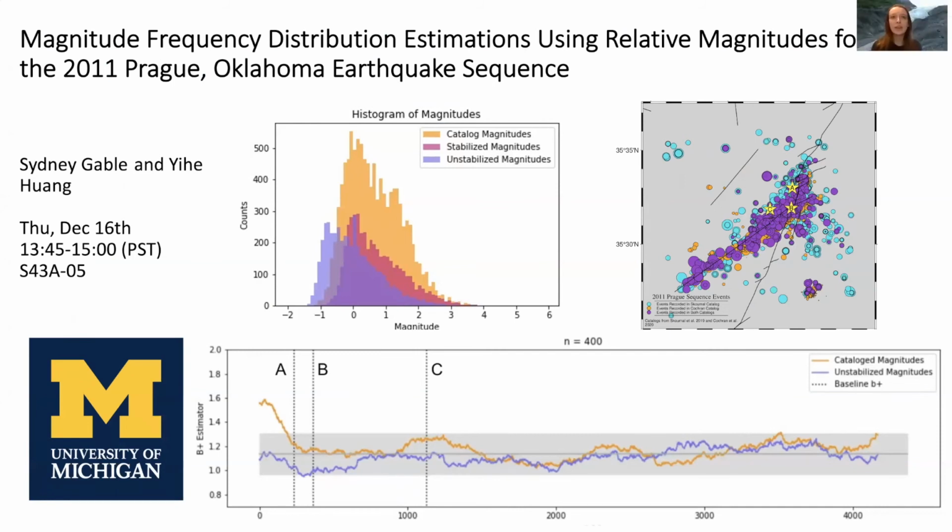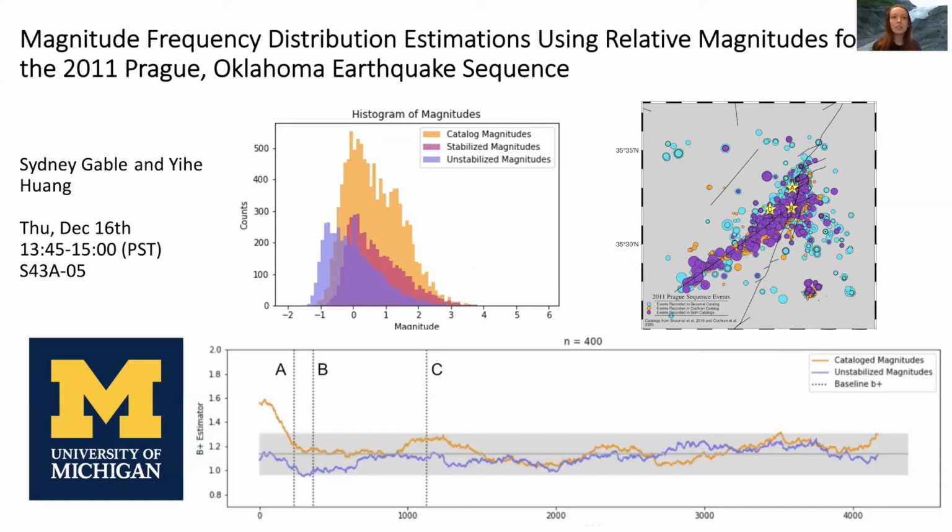Hi everyone, my name is Sydney Gable and I am a second-year PhD student, and on Thursday, December 16th, I will be discussing my research on using a relative amplitudes technique to recalculate magnitudes and determine the magnitude frequency distributions for the 2011 Prague, Oklahoma sequence. We choose to recalculate these magnitudes because of disagreement between the moment and local scales for the same events. Using this method, we're able to recalculate nearly half of the events in a 2-year time period between March of 2010 and March of 2012.